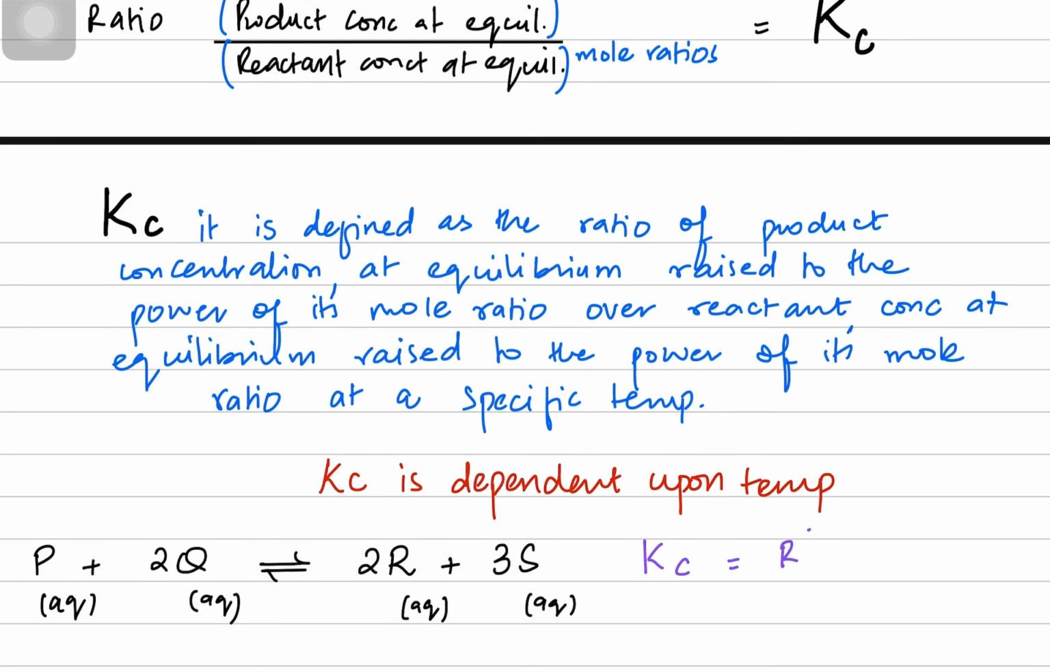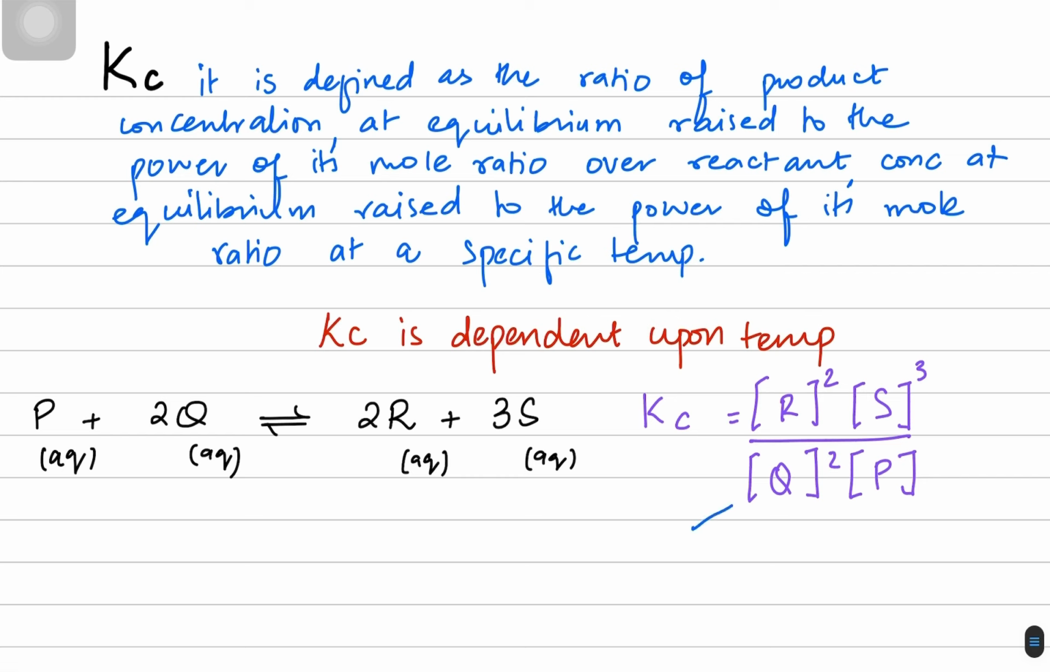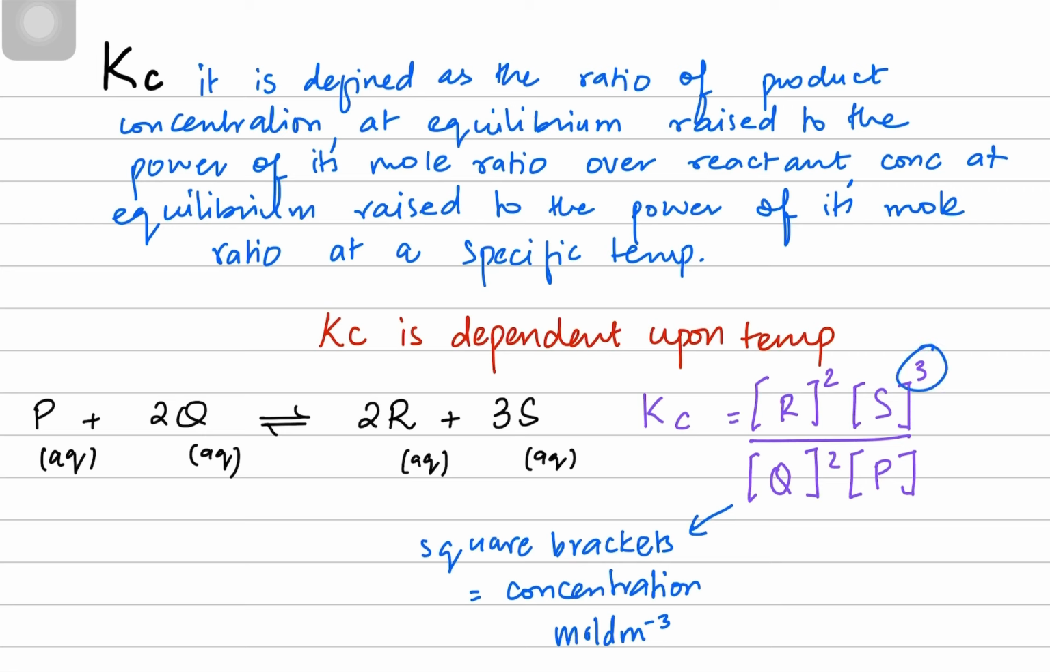For example, in our hypothetical equation, Kc will have product R raised to the power square and product S raised to the power cube as numerators. Q raised to the power square and P raised to the power 1 would be denominators. The square brackets in a Kc expression suggest that we are talking about molar concentrations. So make sure for Kc you use square brackets. It means mole per unit decimeter cube. The powers are obtained from the mole ratios of a balanced equation, and then you also quote the temperature.